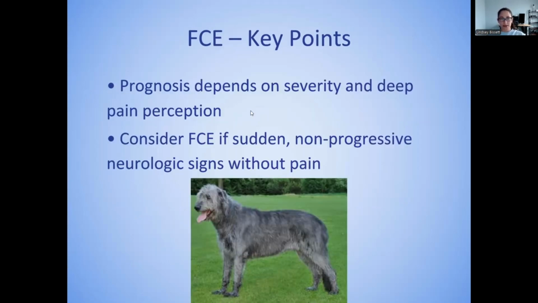And prognosis kind of depends on how severely the injury is to the spinal cord. And just like with disc disease, whether they have deep pain perception or not. So if they do not have any deep pain perception, that's a lot poorer prognosis. So the biggest thing, always consider FCE in sudden non-progressive paralysis in patients that do not have pain.